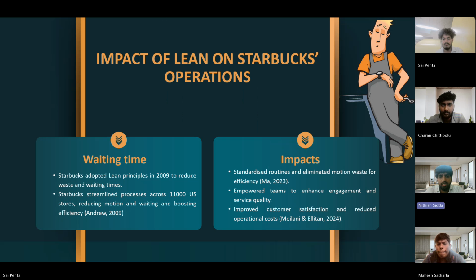Here I will explore the impact of lean management on the operation and productivity. This slide shows how Starbucks works to reduce waste, shorten wait time, and boost productivity in its crowded locations. Starbucks first implemented lean principles in its operation in 2019. In addition, it improved efficiency and speed across 11,000 US stores by streamlining the procedure and eliminating the blending, waiting, and unnecessary motions.